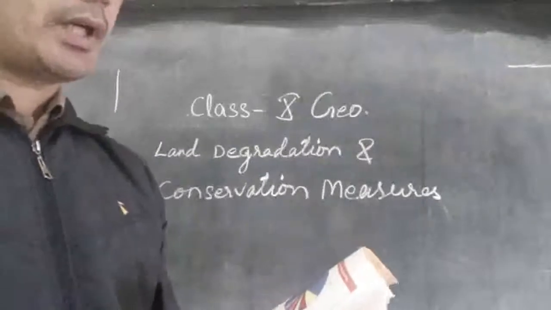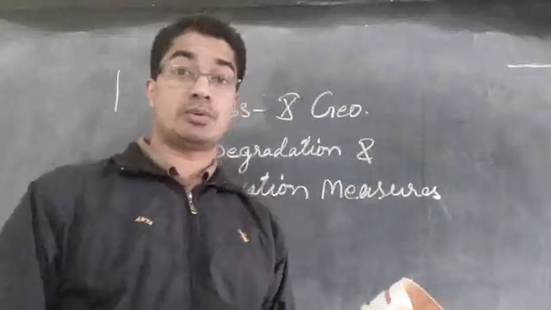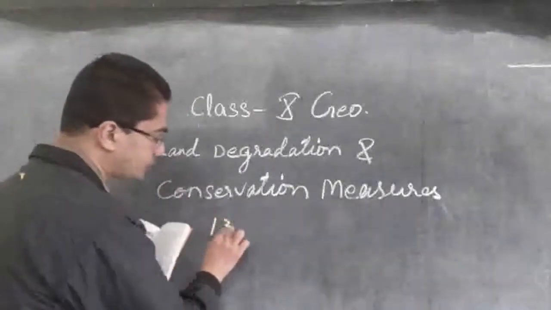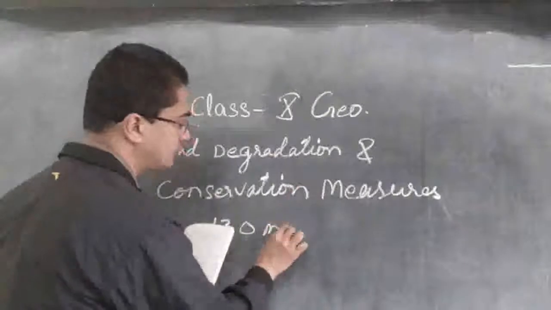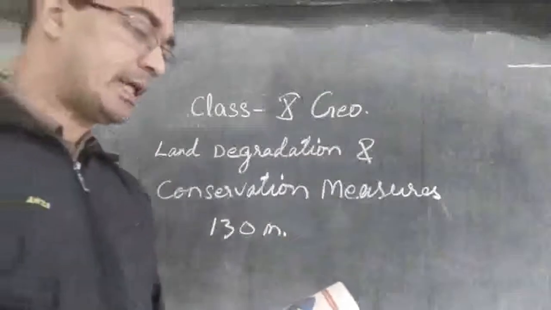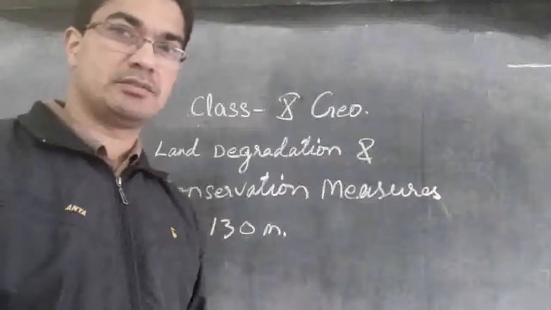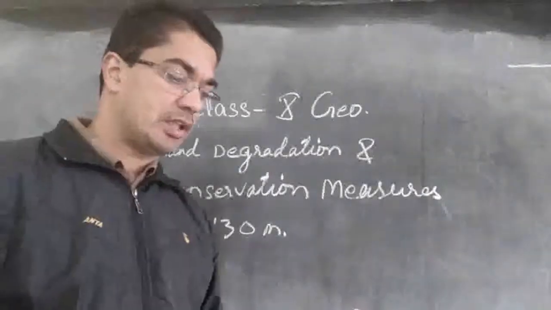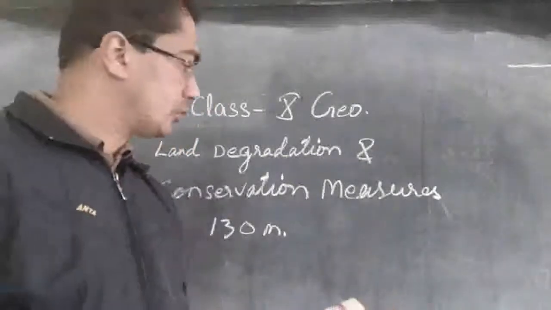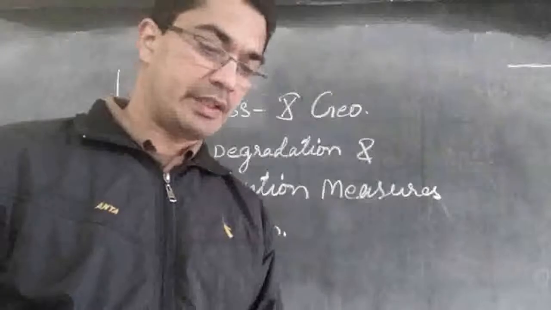At present, there are about 130 million hectares of degraded land in India. So that shows how huge the degraded land is. 130 million hectares. That much land is degraded. Yesterday we learned how much is the total land area on the earth or in India. That is 3.28 million. So out of that, 130 million is already degraded.